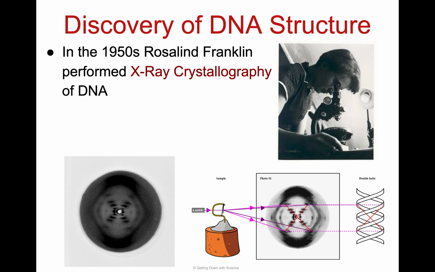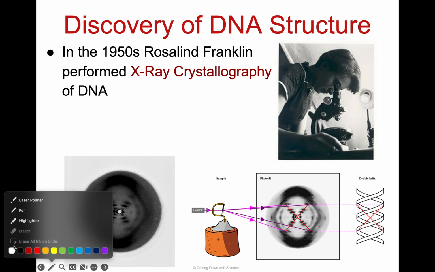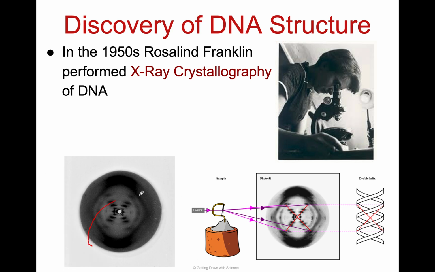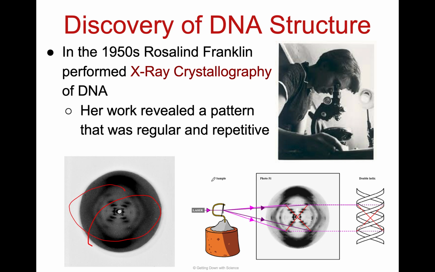In the 1950s, there was a woman, Rosalind Franklin, and she performed what's called X-ray crystallography on a piece of DNA. Essentially what she did was she shot a laser through a piece of DNA and it produced almost like this X-ray image. You can actually see it right down here. This is the real image of what she captured right down over there. Her work kind of revealed a pattern.